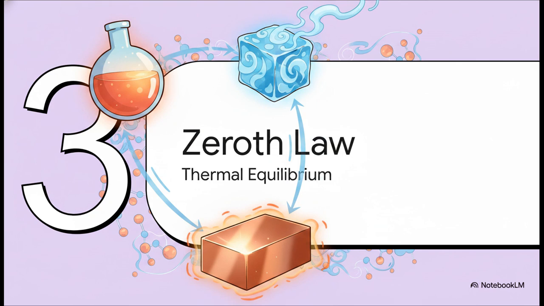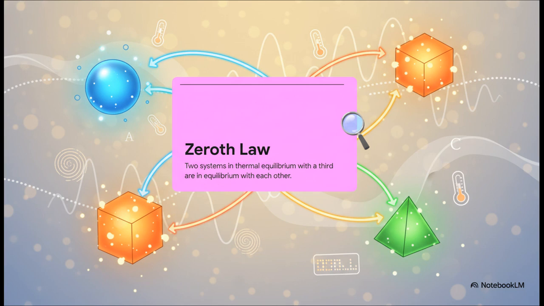Section 3, the zeroth law and thermal equilibrium. Let's imagine you have 3 separate systems. The zeroth law states that if system A is in thermal equilibrium with system C, and system B is also in thermal equilibrium with system C, then A and B must be in thermal equilibrium with each other. I know, it sounds like simple common sense, right? But this law actually gives us our formal, measurable definition of temperature. It proves that there is a universal property, temperature, that equalizes when systems are in thermal equilibrium.